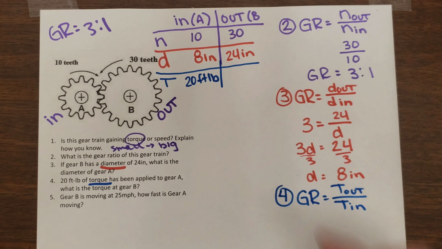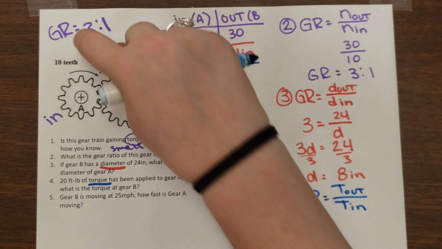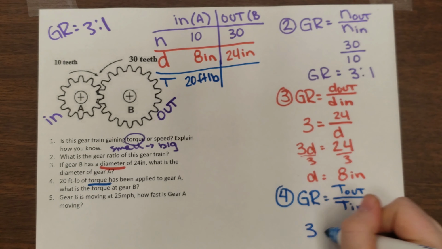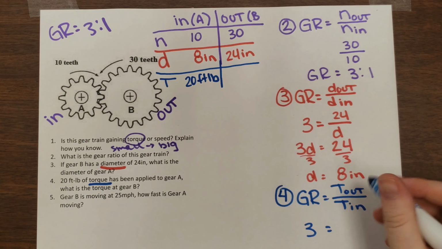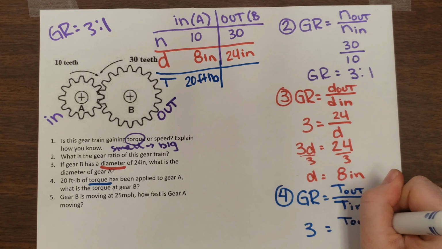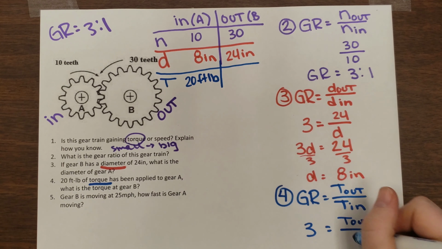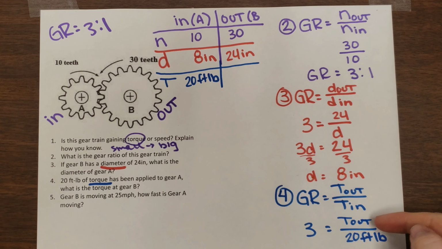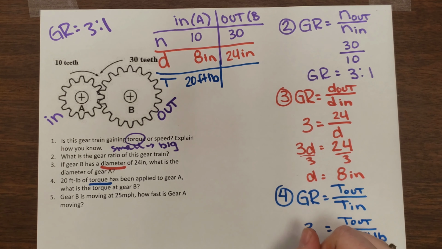My missing information is the torque out. I know my gear ratio is 3. I know my torque out is missing. And I know my torque in is 20 foot-pounds. So to get my torque out by itself, I have to multiply both sides by 20. So I'm going to do 3 times 20 to get my torque out. So my torque is 60 foot-pounds.